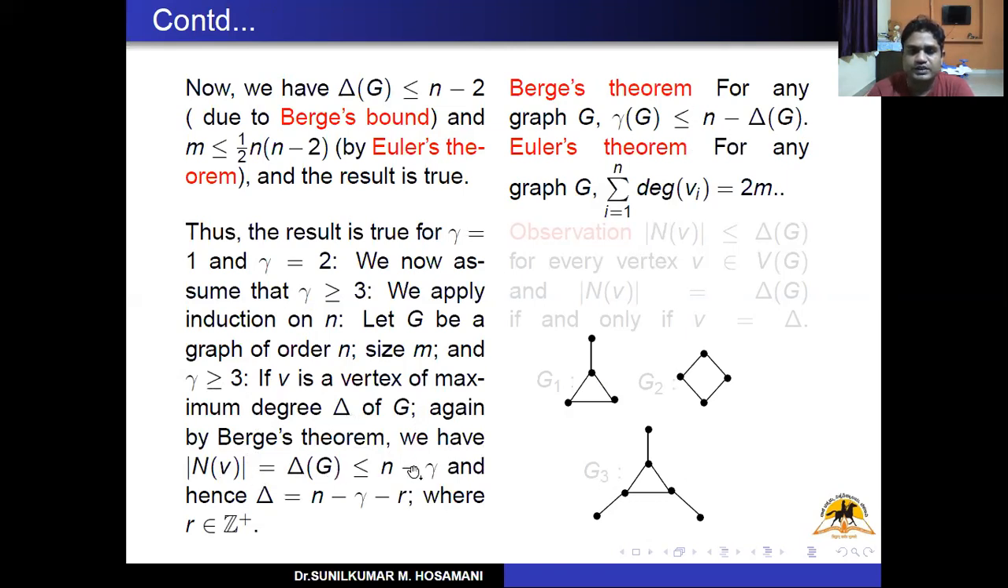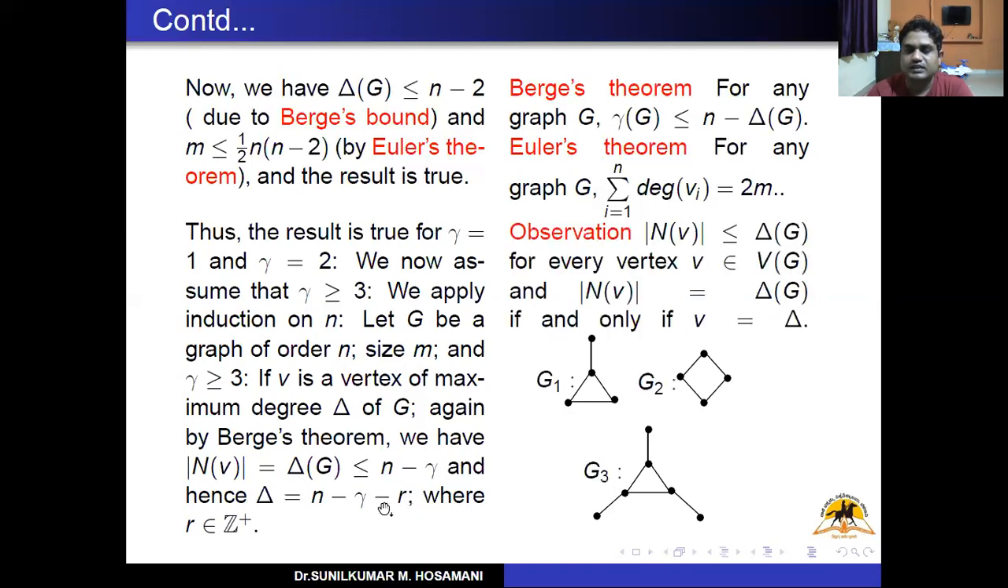Okay. So here, if I put some values, suppose any positive integer, if I subtract any positive integer, then also the maximum degree is less than or equal to that one. So delta is equal to n minus gamma minus r, where r is any positive integer. For r equal to 0, this equality holds good here. So for this graph G1, you can see the domination number is 1, because the maximum degree of this graph is n minus 1 here.